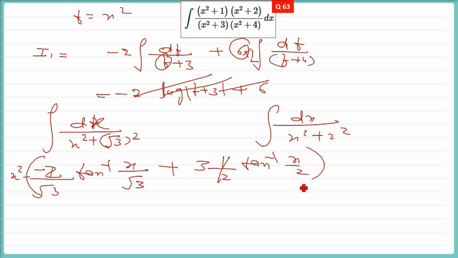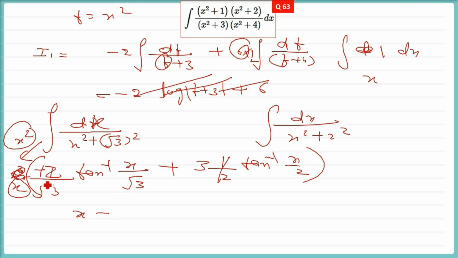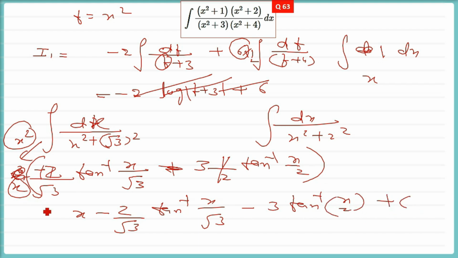And here is x minus. Please remember in the previous few minutes of this question I told you that it's not x square, actually it's integration of just dx which will come as x only. Let me just change it here, it will be just x. So integration of dx is always only x, so you can call it 1 into dx. 1 can be assumed as x to the power 0, which when integrated will give you x to the power 1. So x minus, now I'm changing the sign because everything on I1 will come in as negative. So negative 2 by root 3 tan inverse x by root 3, then followed by 3 tan inverse x by 2 plus constant of integration.